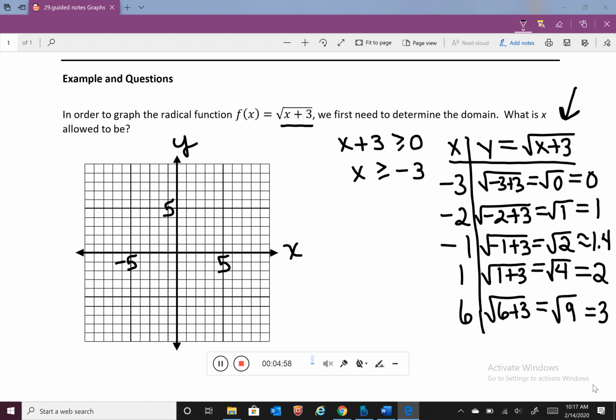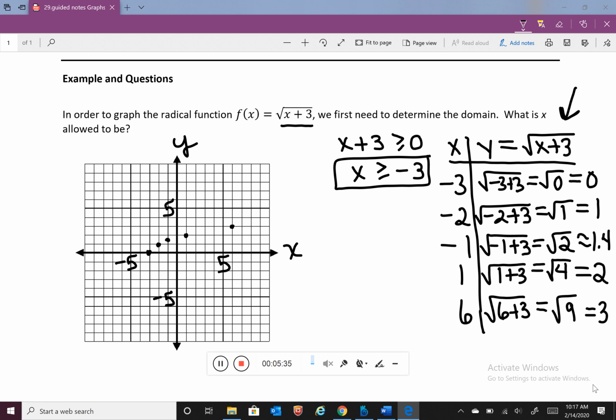All of these points are very close to the origin, so I'm going to go out 5 in each direction. And I'm going to start with my pivotal x value of -3, which was determined when we identified the domain. So -3, 0, -2, 1. I'm also going to plot -1, 1.4, 1, 2, and then 6, 3.